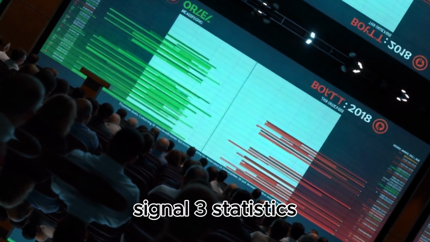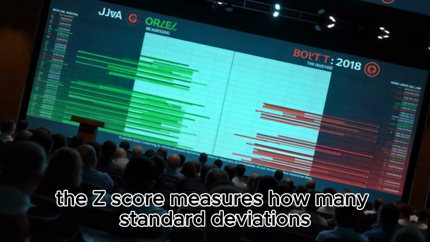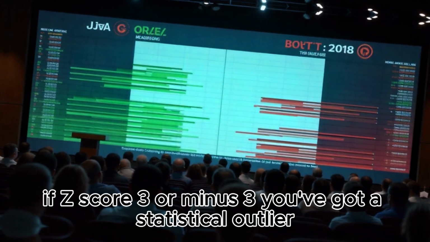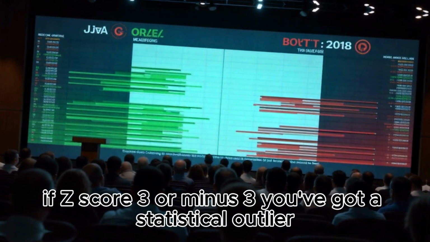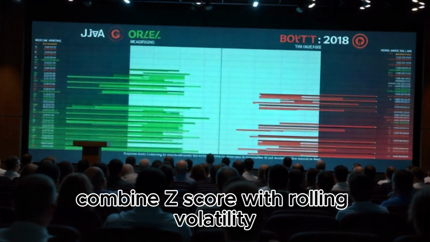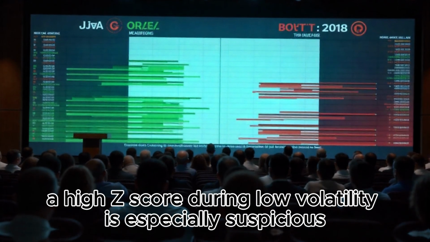Signal 3, statistics. The z-score measures how many standard deviations the return sits from the mean. If z-score is above 3 or below -3, you've got a statistical outlier. Combine z-score with rolling volatility. A high z-score during low volatility is especially suspicious.